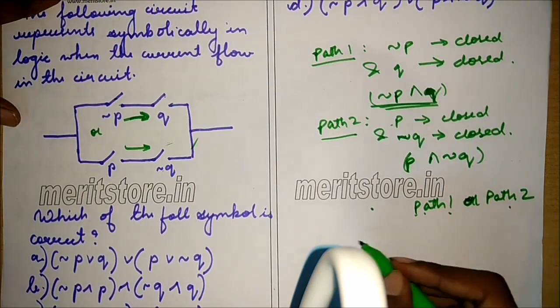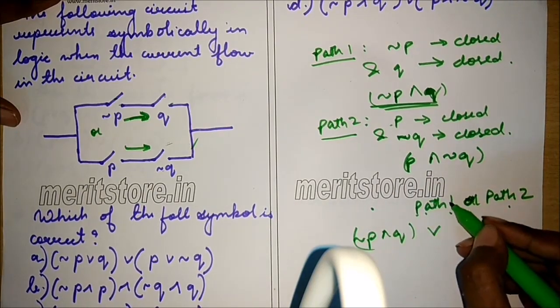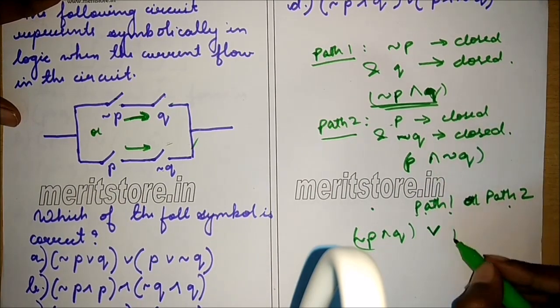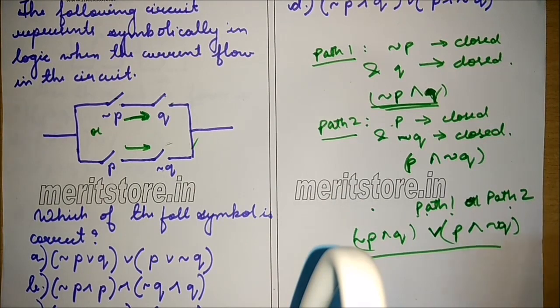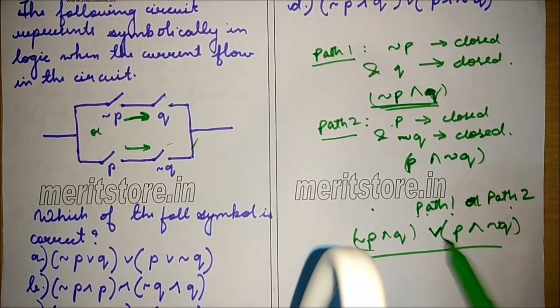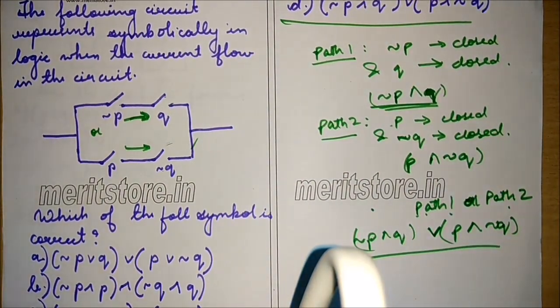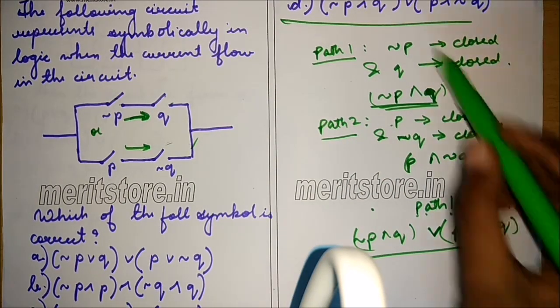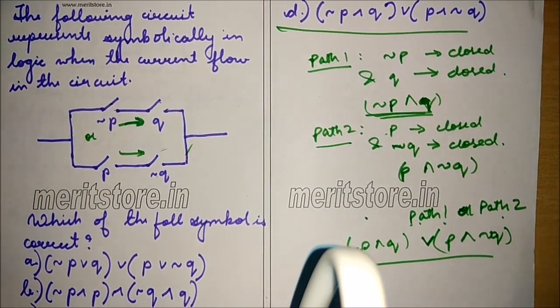Symbolically we can write this as negation of P and Q, since it is path 1, or path 2 which is P and negation Q. So this is the symbolic form when current flows through the circuit, and the option is D, negation of P and Q or P and negation Q. So this represents the current flow statement.